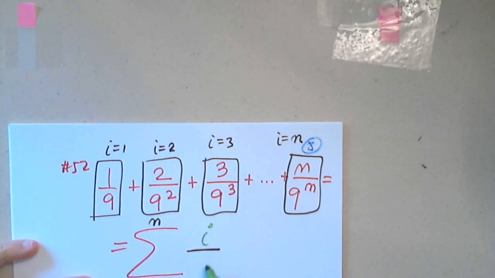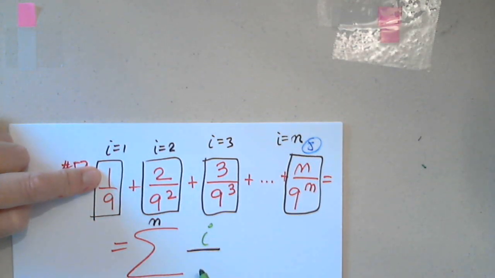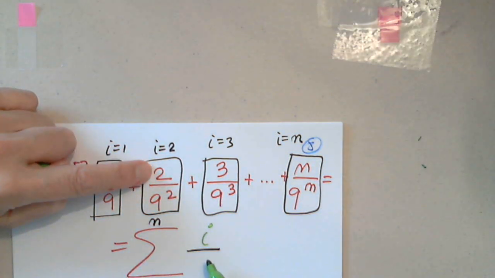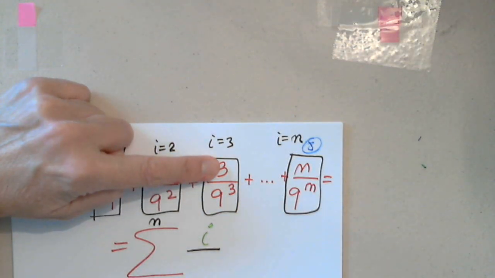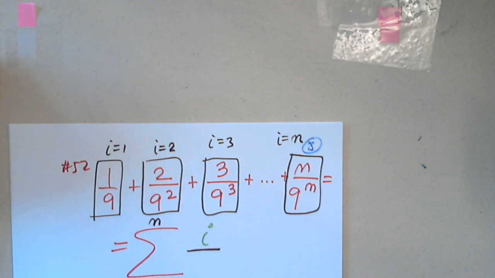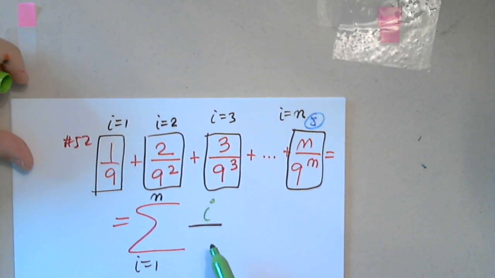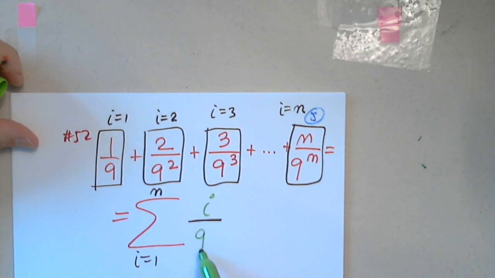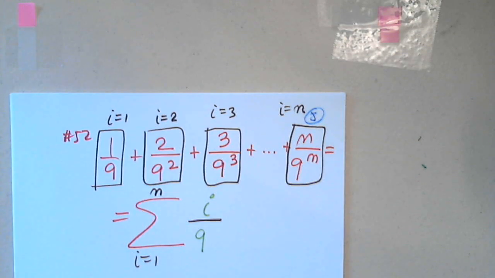So one more time. When I is 1, I get 1, correct? When I is 2, I get 2. When I is 3, I get 3. When I is n, I get n. Now let's focus on the denominator. All denominators have the same identical quantity, which is? 9. Good. And now let's establish what's happening with the power.